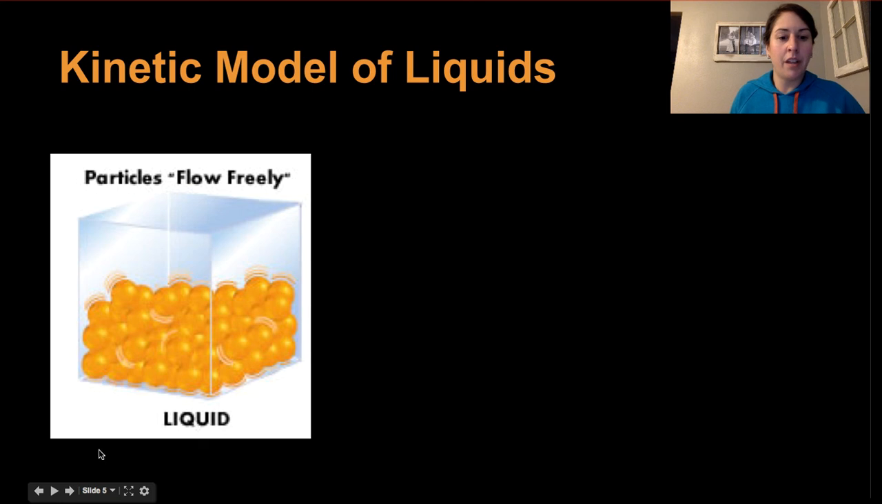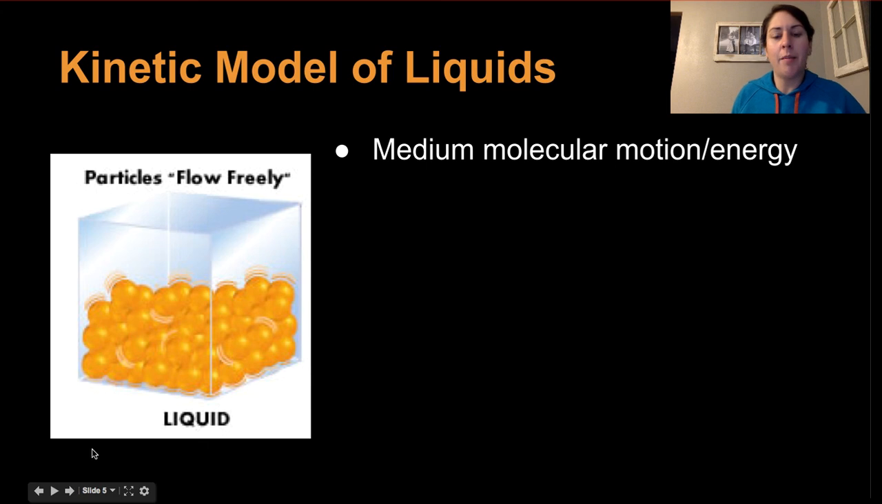So this might be, people are still just kind of swaying with the music, and everybody's kind of flowing together with the beat, but they're all kind of still separated. They might run into each other a little bit, but it's not quite as chaotic, but they're all a lot closer together. So we have medium molecular motion and kind of that middle ground of energy.